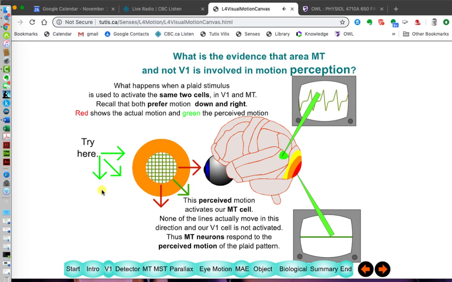Because in this grid, V1 is sensitive to motion down to the right. But with this stimulus, there is no motion going down to the right. There are only lines going in this direction and in this direction. One set of lines is moving down, and the other set of lines is moving this way. And so it isn't being stimulated by that. Even though it seems like you see it, it isn't there on the eye.